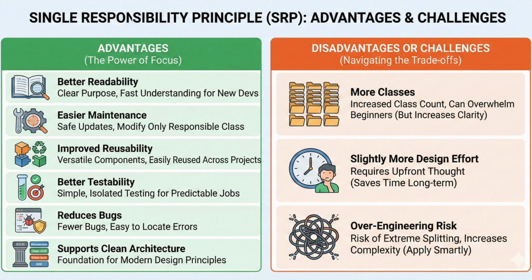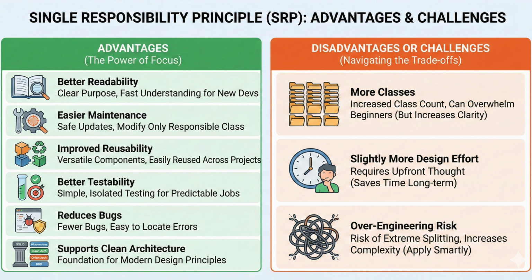So instead of one big risky class, we now have small, focused, and powerful components. Exactly how professional software should be designed. Now let's talk about the biggest question. What are the advantages of following the single responsibility principle? Why do so many companies, architects, and experienced developers strongly recommend SRP?